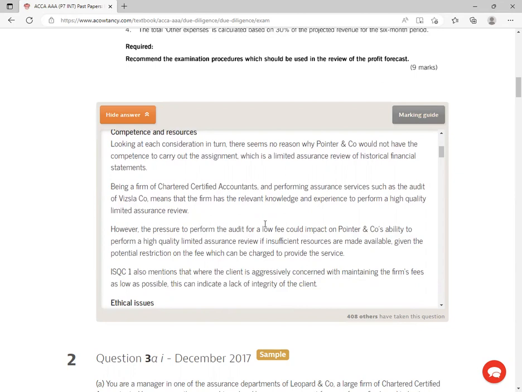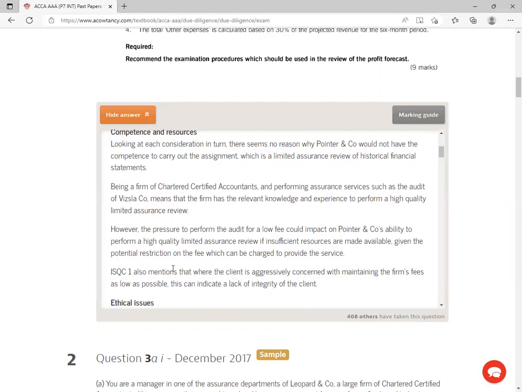These guys want me to accept a very low fees. So low fees means what? You are not able to provide enough resources for this engagement, right? So a high quality limited assurance review is possible only if sufficient resources are made available, given the potential restriction of the fees which can be charged to provide the service.